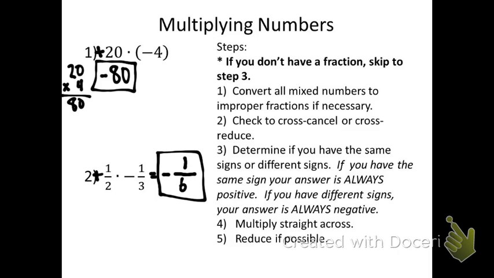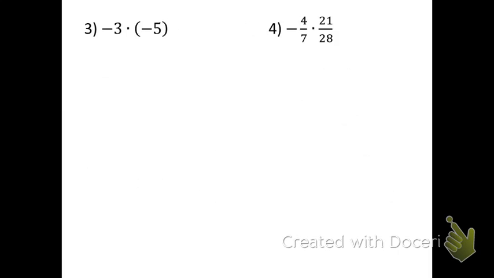Continuing on here, number 3. Same thing as before. We have a negative times a negative number, so same signs. We're going to multiply, and then it's going to be a positive answer. 3 times 5 is 15.